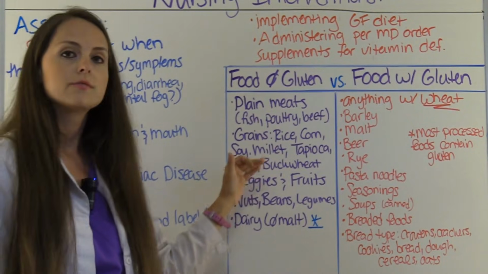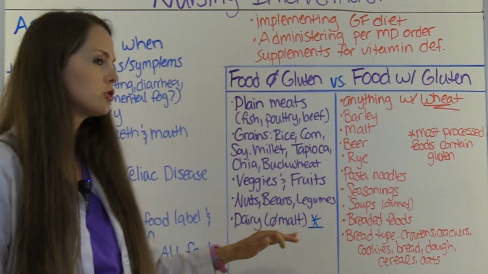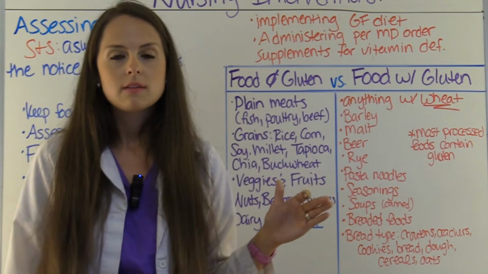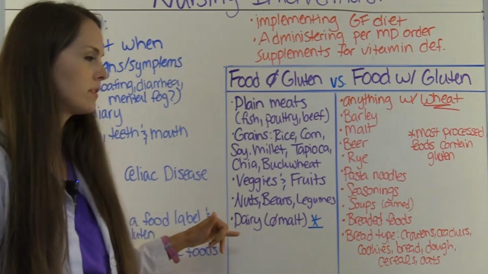Your plain fruits and vegetables, nuts, beans, legumes, and dairy, but just no malt in the dairy. However, I have an asterisk by this because remember, patients who have celiacs, they may be lactose intolerant, so you want to be super careful with that.